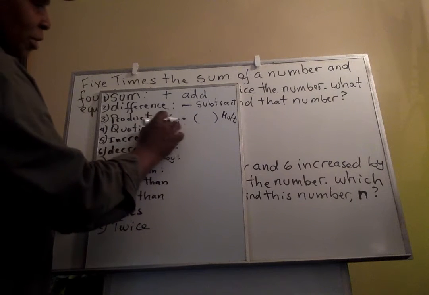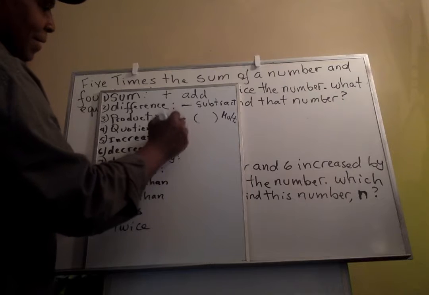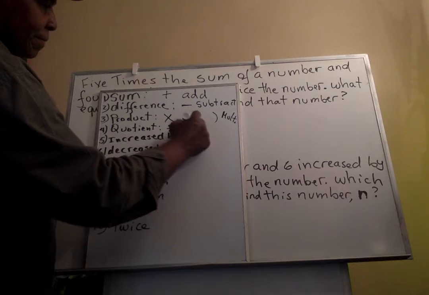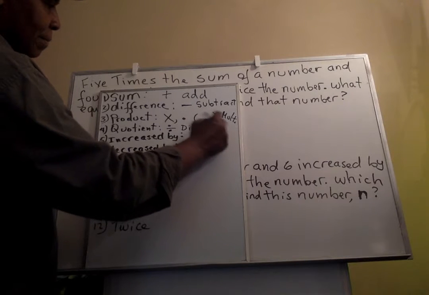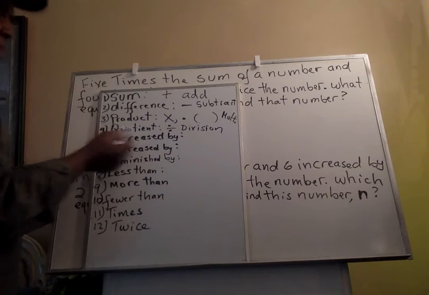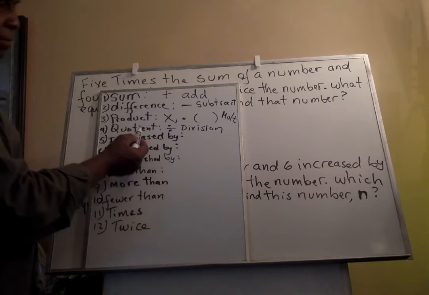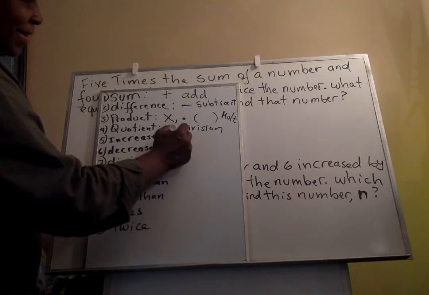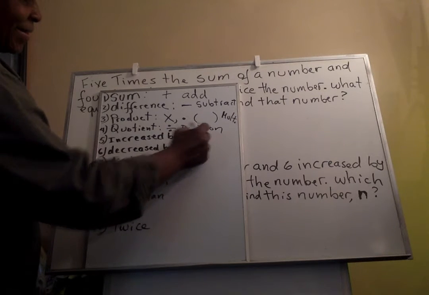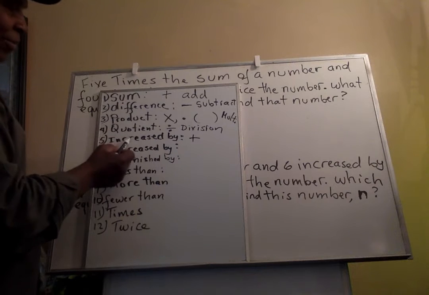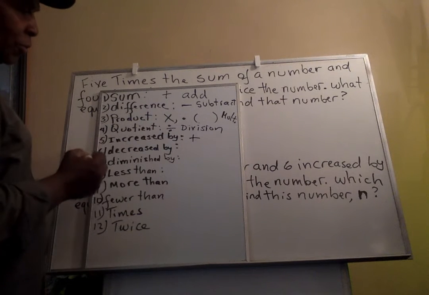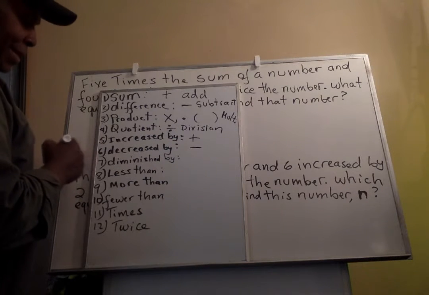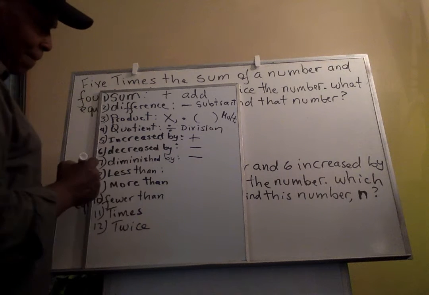Quotient is division. So the quotient is division. They're asking you to divide. Increased by, that's addition. You're adding. Sum and increase is adding. Decreased is subtracting, and diminish also is subtraction.